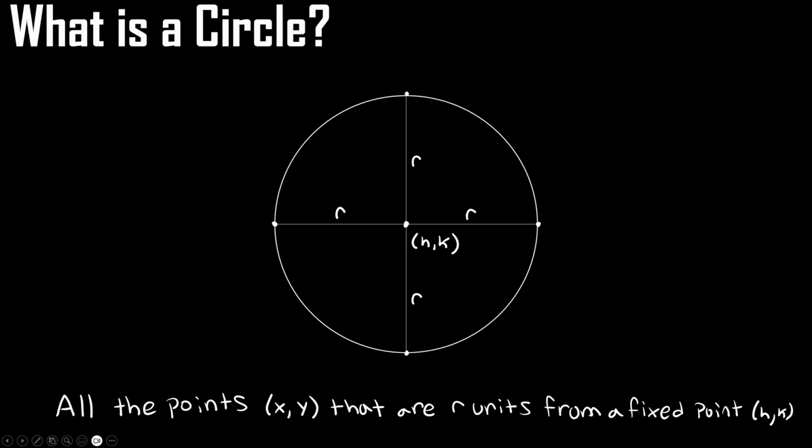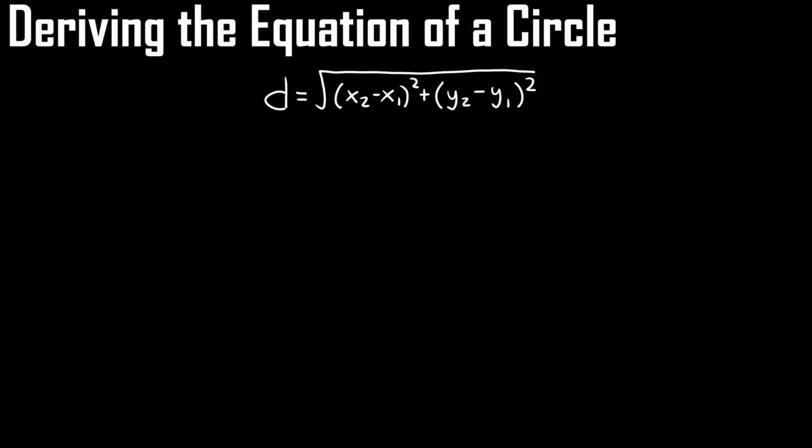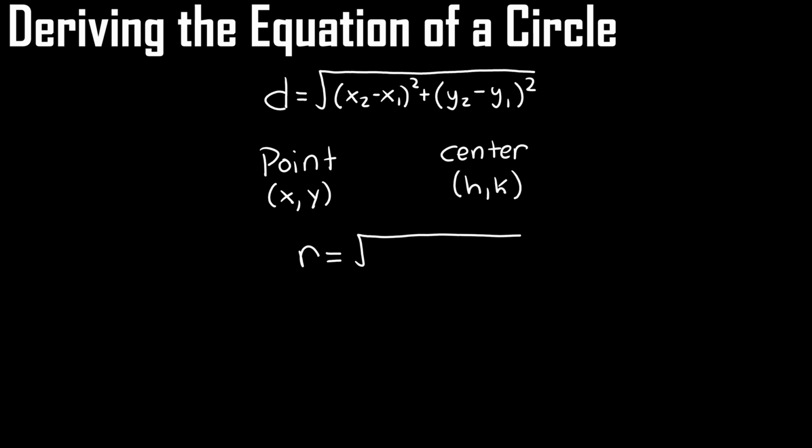We can describe this using the distance formula. If you recall, the distance formula is d equals the square root of (x2 minus x1) squared plus (y2 minus y1) squared. Now, using this distance formula, the distance from any point (x, y) to the center (h, k) is the radius r. So we can rewrite the distance formula as r equals the square root of (x minus h) squared plus (y minus k) squared.